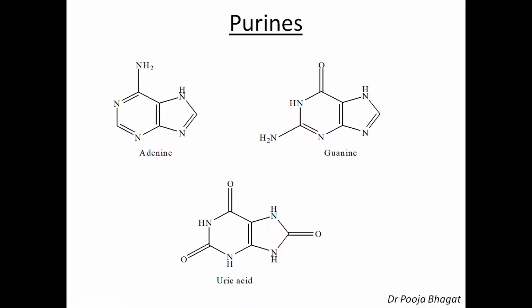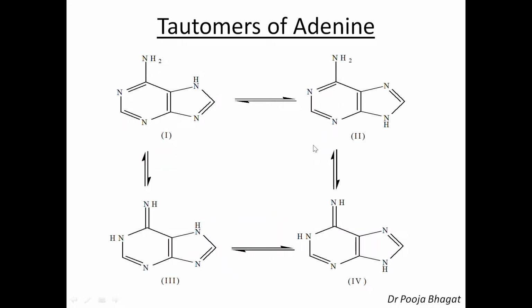Now, out of these 3, these are the 2 purines which are present in DNA and RNA, that is, nucleic acid: adenine and guanine. Now first draw the tautomers of adenine.